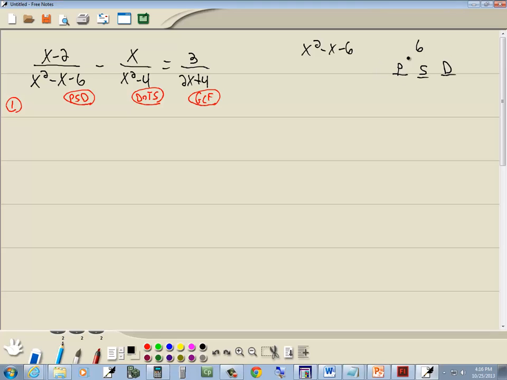P is for products. I list all the products of 6. We've got 1 times 6, 2 times 3. The S is for sum. I want to add these together. 1 plus 6 is 7, 2 plus 3 is 5. D is difference. I want to subtract these, smaller from larger. 6 minus 1 is 5, 3 minus 2 is 1. The number we're looking for is our middle term, which is 1, which is right here, which means we use 2 and 3.